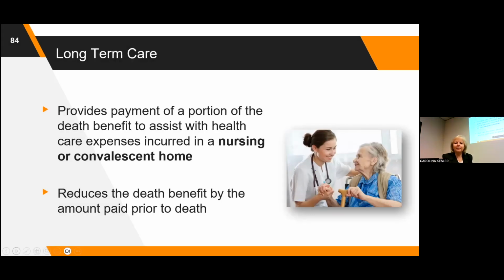Long-term care provides payment of a portion of the death benefit to assist with healthcare expenses incurred in a nursing or convalescent home. Anytime you see nursing or convalescent, you know they're looking for long-term care, LTC, right? They go together. It reduces the death benefit. That's the other LTC question. It'll reduce the death benefit to the beneficiary by the amount that they used while they were still alive, right? That's why you want to make sure people have plenty of insurance, not just a bare bones if they can possibly afford it.